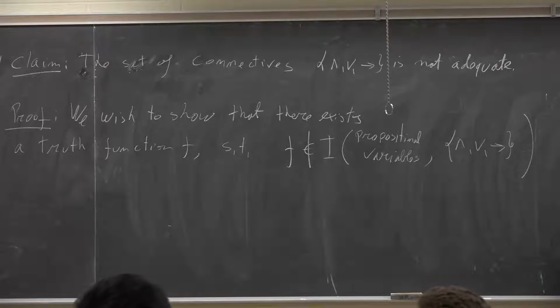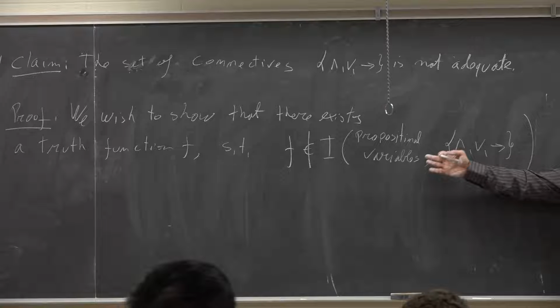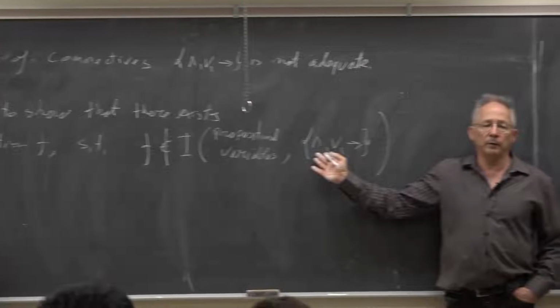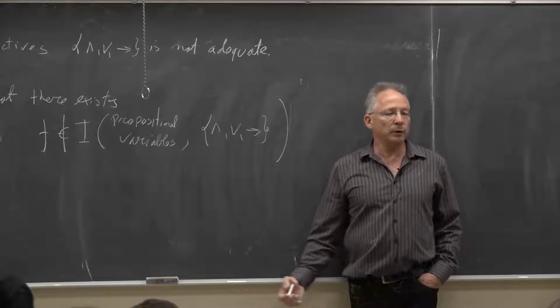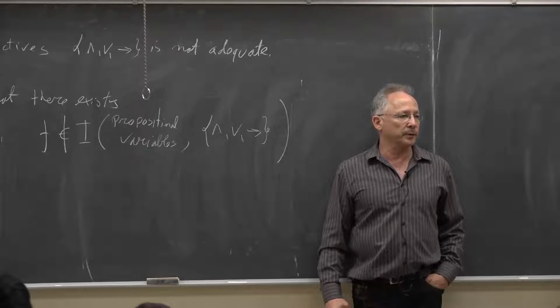So I write all formulas. I start with the propositional variables as usual. But when I do my closure to generate new formulas, I'm only using those three operations. And I want to show that there is a function that is not there. There's a truth table that I cannot express with those.